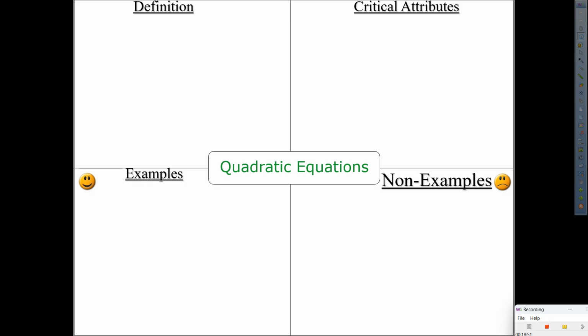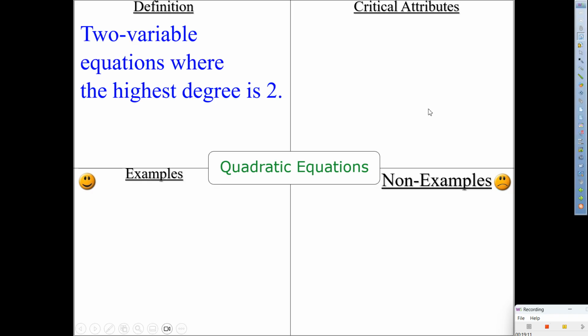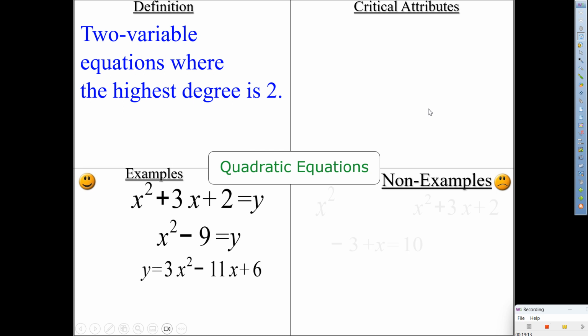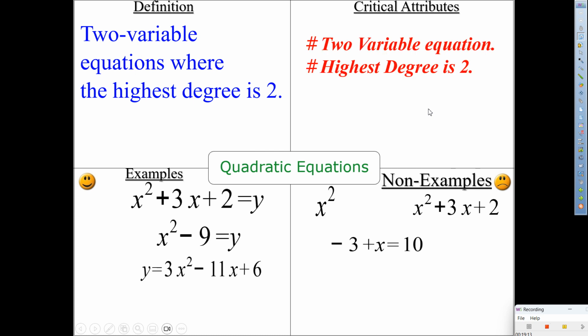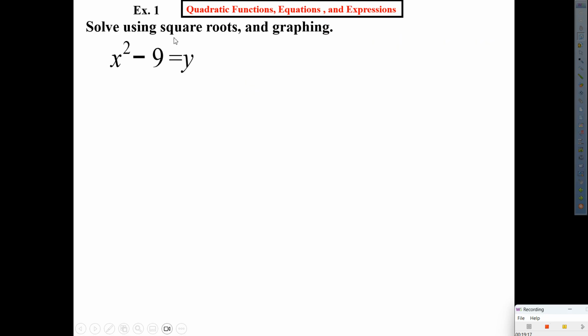Ten, 9, 8, 7, 6, 5, 4, 3, 2, 1. All right, check your screen. You should have written something in regards to 2 variable equations, yes? Highest degree of 2. All right, we covered that already. So we did one of these with square roots and graphing. We did another one with square roots and graphing. Did we do one of these? No, Mr. Q. All right, copy that one, please, onto your notes.